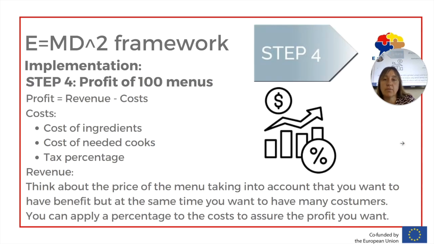Now we go to step 4, because they must calculate from one menu to 100 menus and calculate the profit, like revenue minus cost. The cost is the cost of the ingredients and the cost of how many cooks they need, and they calculate the percentage.